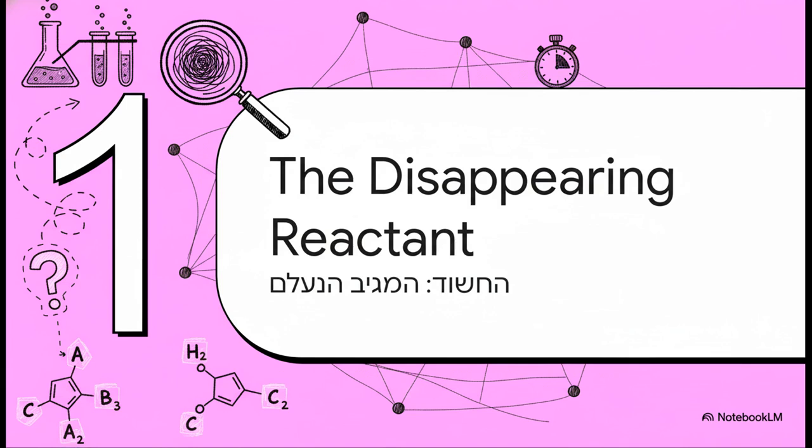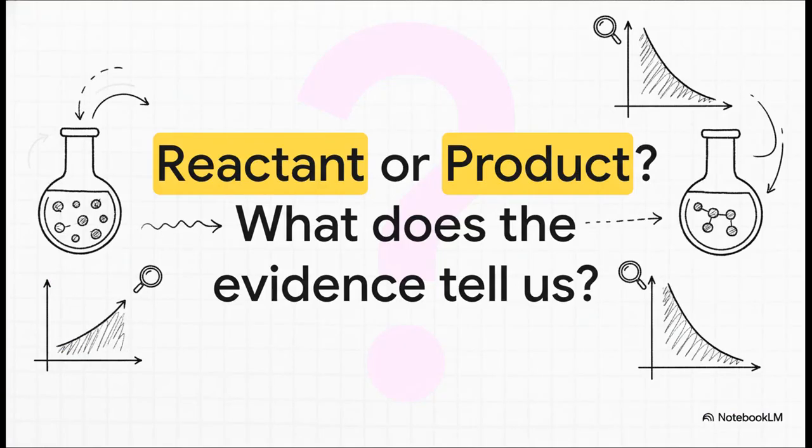So first things first, we've got to identify our mystery substance. We have to figure out which one of our characters, A, B, or C, is the one whose journey we're watching on that graph. It's a classic whodunit, really. So let's get right to it. Is the substance in our graph a reactant, something that's being used up, or is it a product, something that's being created from scratch? The shape of that curve has the answer locked inside. We just have to look closely at the evidence.